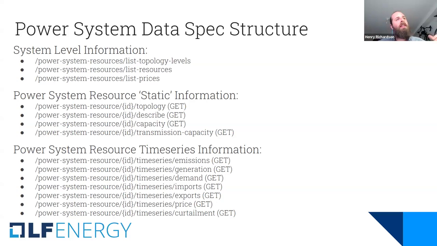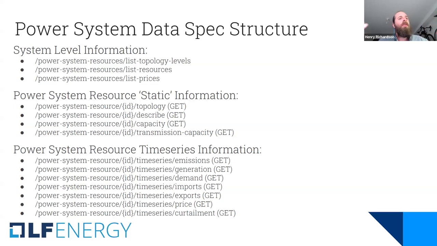And then we also have static information, or not static, it evolves more slowly. So you have the topology of the grid, and you might add or change things slowly over time. You can then get information about the different power system resources, the capacity in either that grid region or of that asset, as well as how those different power system resources are connected to each other through transmission. This quote unquote static information evolves relatively slowly, and so this is intended as a way of describing the power system overall.